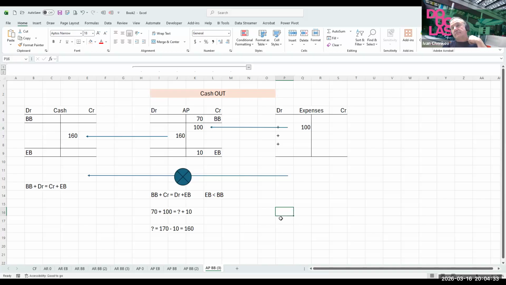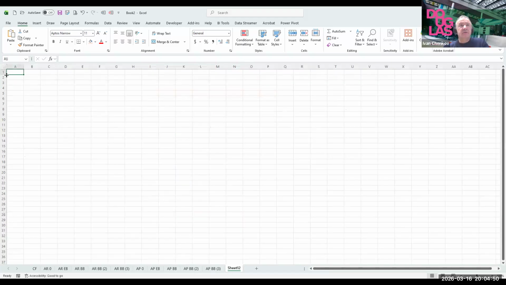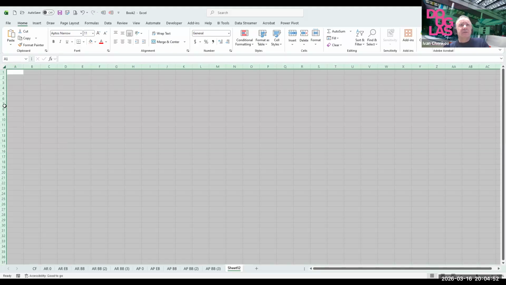Now, what's the difference? If you ask me now, what's the difference between the direct method and the indirect method, which we're going to start doing now? But before I show you the indirect method, I want to show you something else. Here, this spreadsheet. What I'm going to do is something very simple.